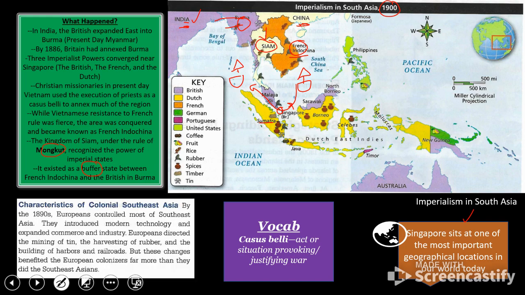What was it like, all of these colonies? The textbook says it pretty well. There's modern technology, which is again being introduced. There's the mining of materials like tin and the harvesting of rubber. But the last sentence says it well. These changes benefited the European colonizers far more than they did the Southeast Asians. This is, again, the world being forced together, which is what I call this particular area, just kind of the big idea.